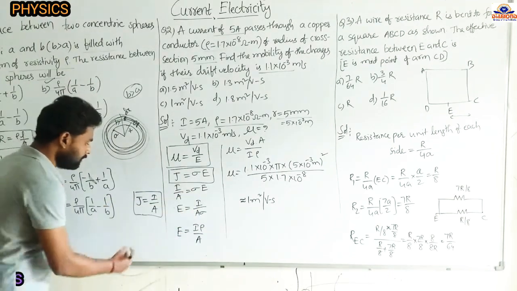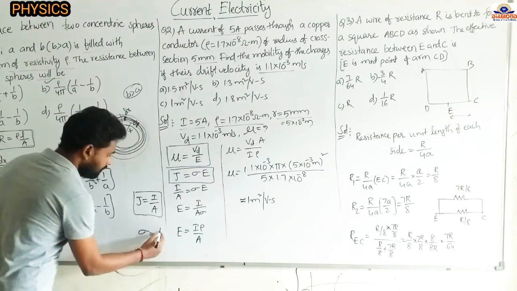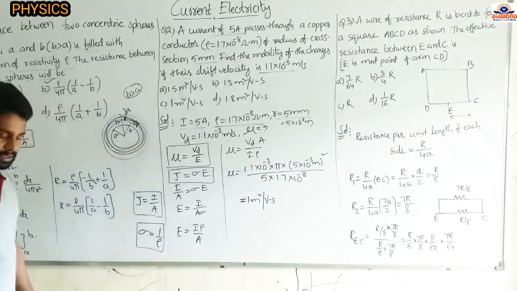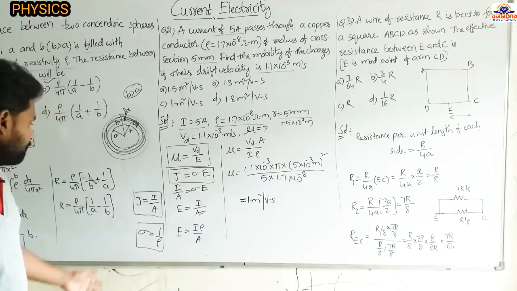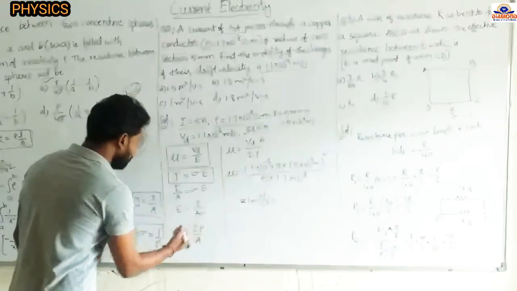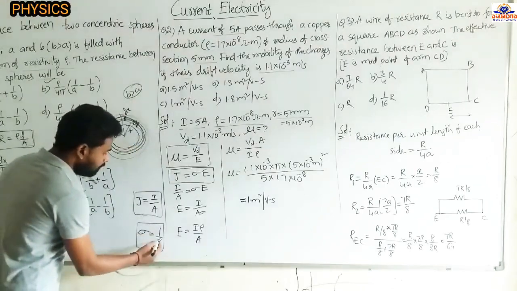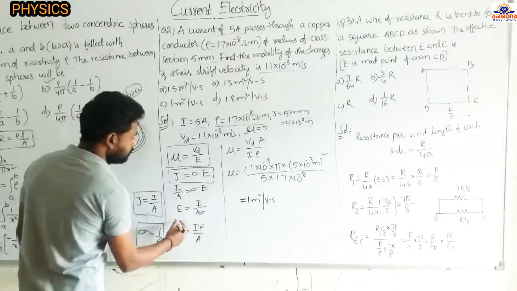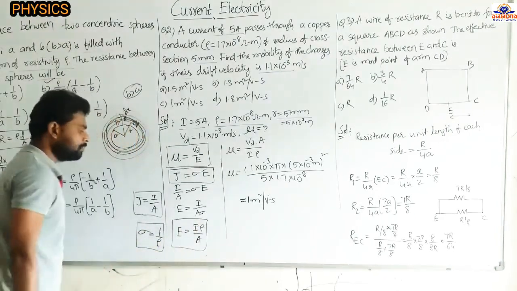Conductivity equals 1 by rho, we already know conductivity is the reciprocal of the resistivity. So sigma equals 1 by rho, so 1 by sigma equals rho. In place of 1 by sigma I am writing rho, so E equals I into rho by A.